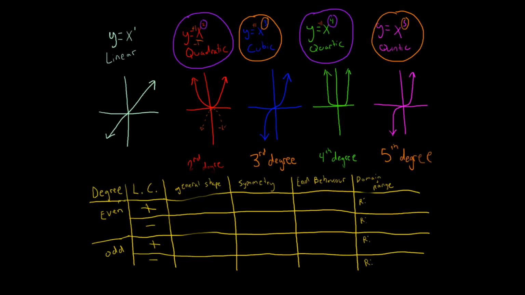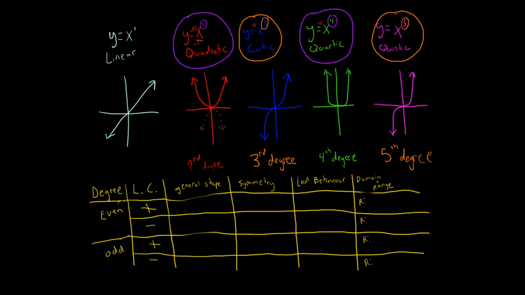Okay, so we're going to continue exploring the different properties of power functions with even and odd degree. The LC in this little chart that I made stands for leading coefficient. It's either positive or negative, and it cannot equal 0. So for a quadratic, that would just be y equals x squared. It just means whatever is in front of the x. You can't always see it, so if there's nothing there, then it's just a 1.